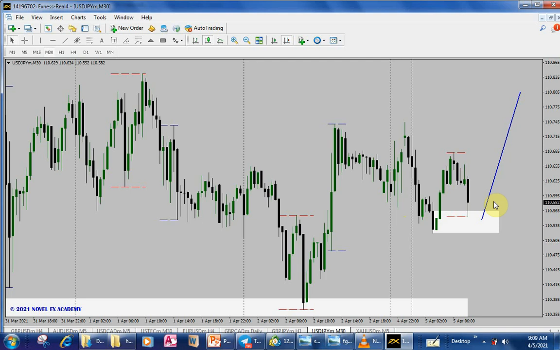Okay, so I expect a rejection to the upside from this particular zone, for price to rally to the upside from that zone. Why? Because I expect higher prices from the higher time frame. I expect higher prices in USD JPY.